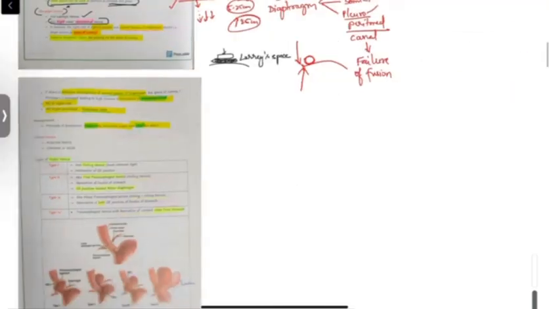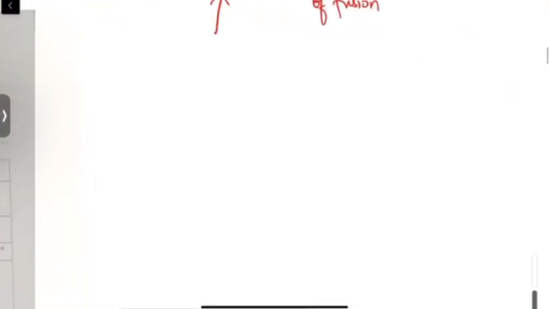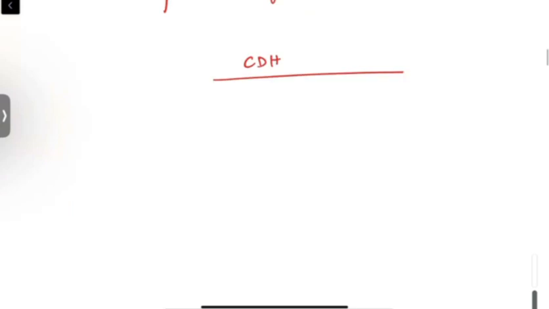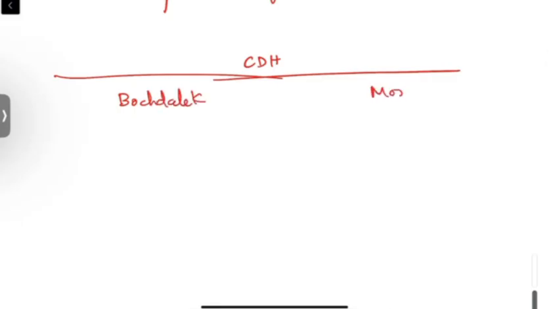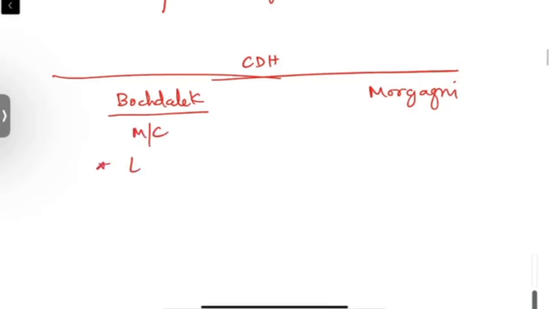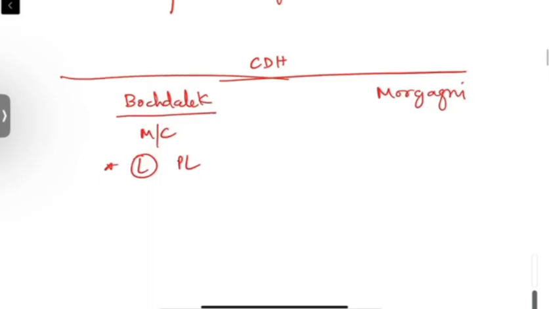Okay, so we have discussed two important hernias of congenital diaphragmatic hernia. I want you to revise it again. So Bochdalek and Morgagni. Bochdalek is most common, and it is seen on the left side, posterolateral, whereas Morgagni is seen on the right side usually, and retrosternal.